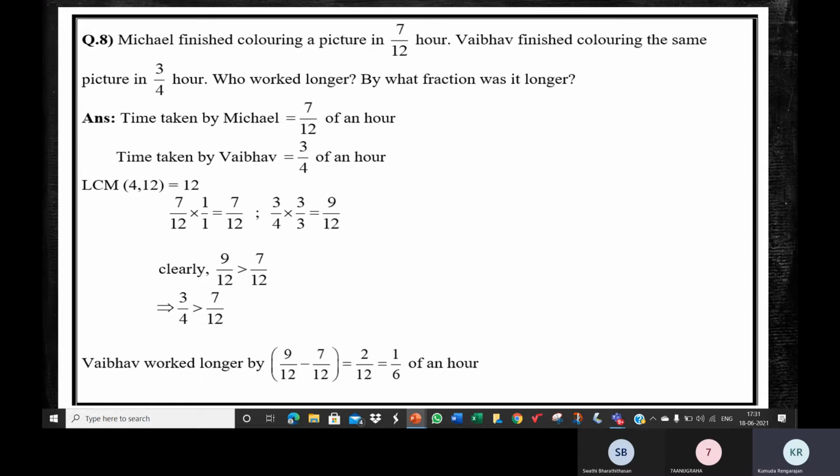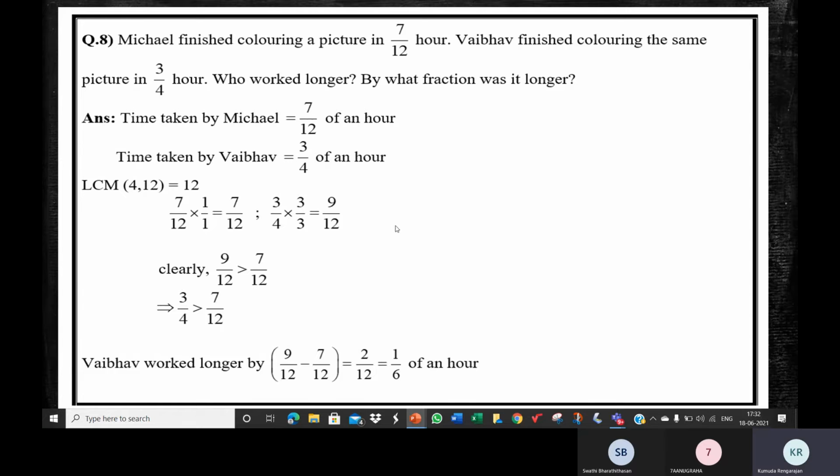So we need to subtract the fraction: Vaibhav's fraction minus Michael's fraction. Vaibhav's fraction is 9 by 12. Michael's fraction is 7 by 12. When you subtract, you get 2 by 12, and on reducing, you get 1 by 6. So Vaibhav worked longer by 1/6 of an hour.